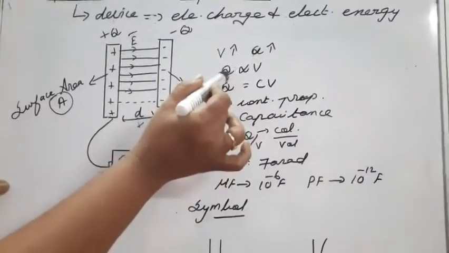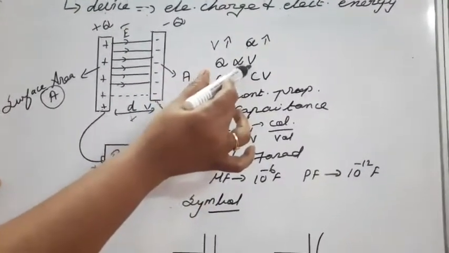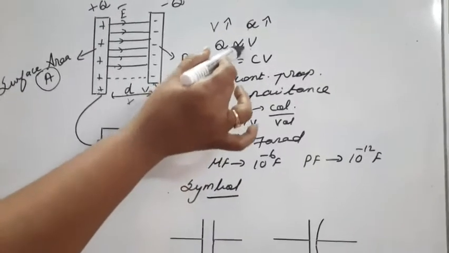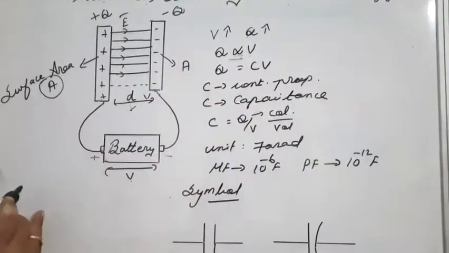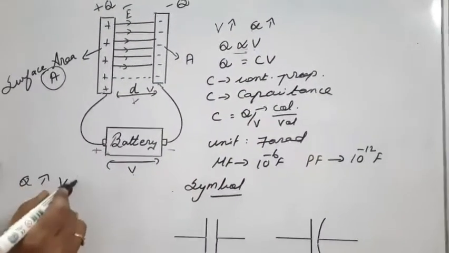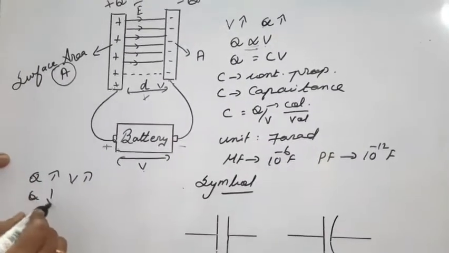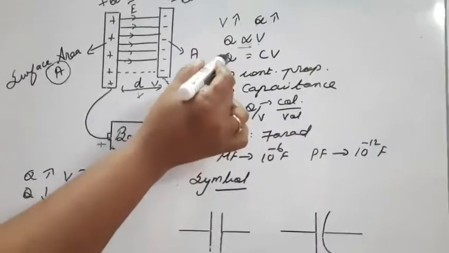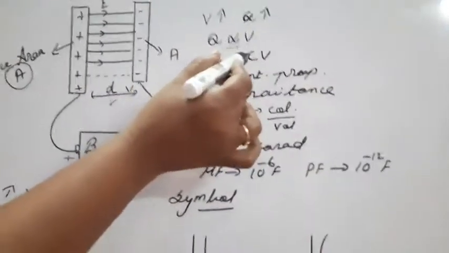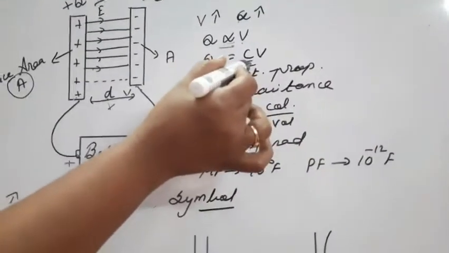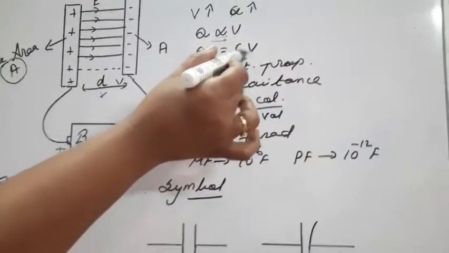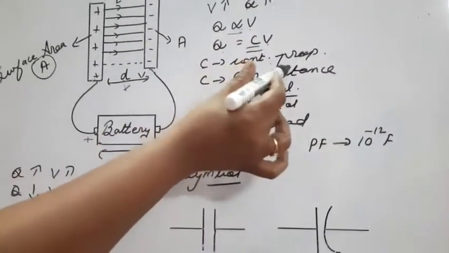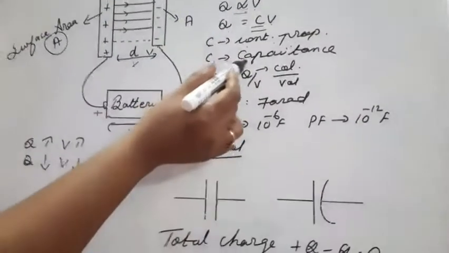Therefore, Q is directly proportional to V. What is known as proportionality means: when Q is increased, V increases, and when Q is decreased, V decreases. That is the meaning of proportionality. To remove the proportionality symbol, we have to add a constant. Therefore, Q equals CV. Here C is known as the proportionality constant, and this is known as the capacitance.